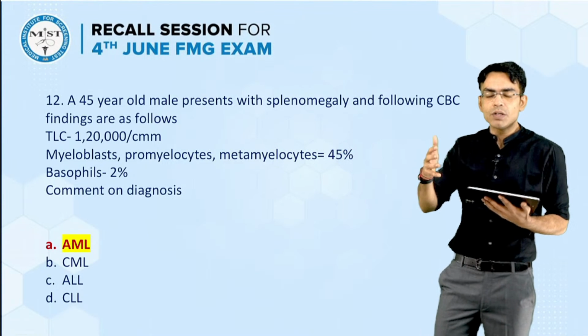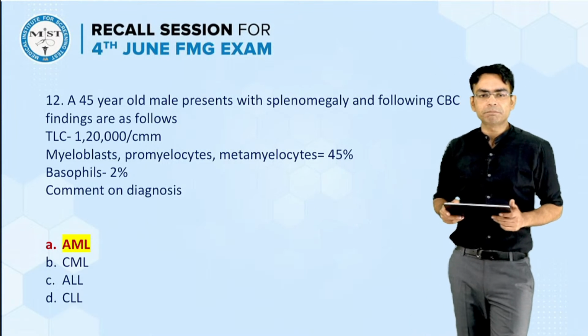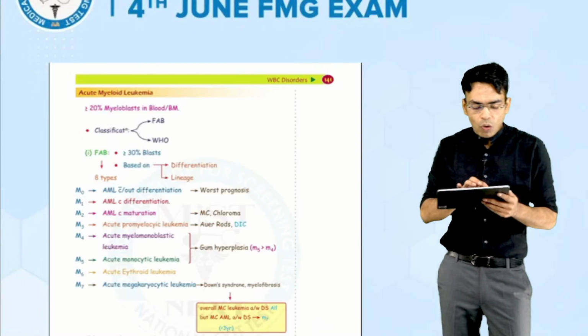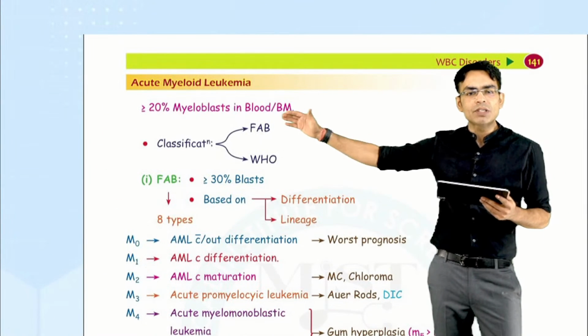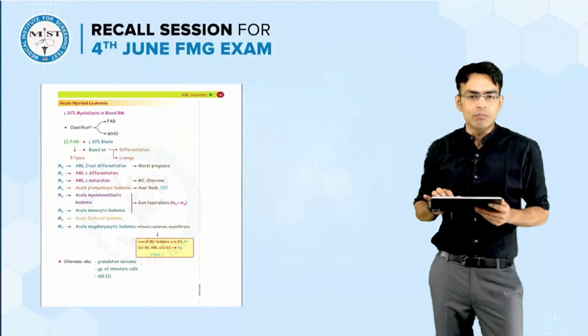So obviously it is more than 20%. So the correct answer for this question would be acute myeloid leukemia. And we have already discussed in acute myeloid leukemia that you will have 20% or more blasts in the blood or the bone marrow.